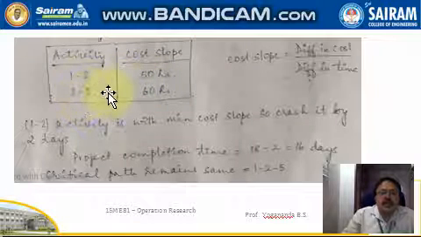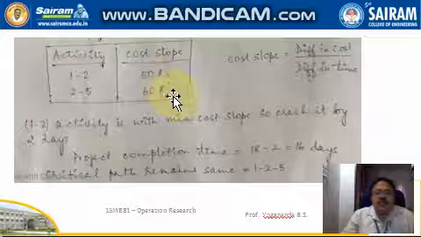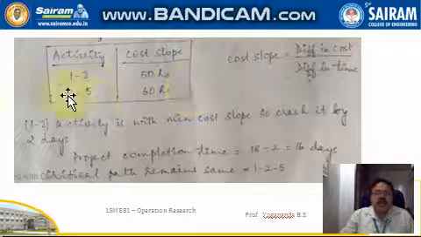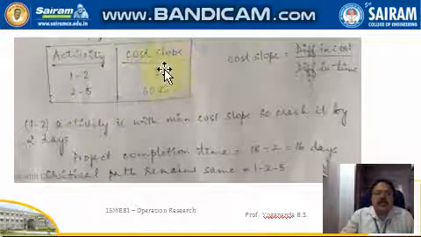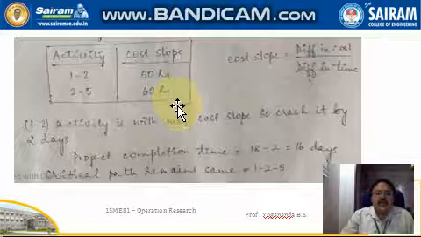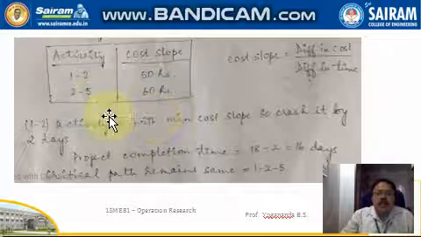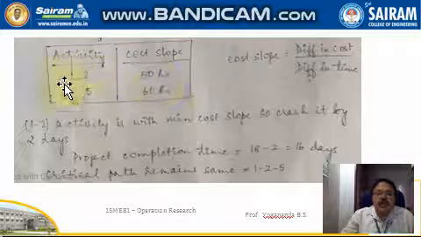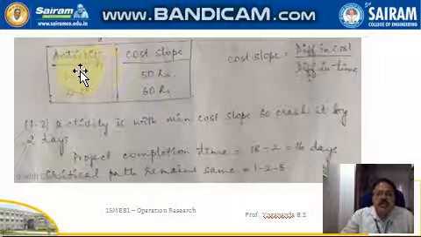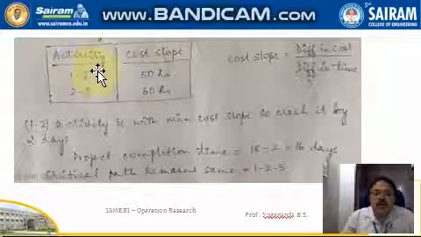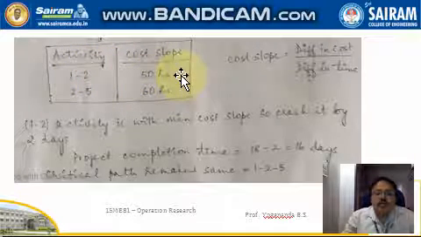Similarly, for the critical activity 2 to 5, the cost slope is 60 rupees. So whatever the number of critical activities given here, for all the critical activities, write the cost slope. Then take the minimum cost slope. Here we have only two critical activities. So activity 1 to 2 has the minimum cost slope, that is 50 rupees.